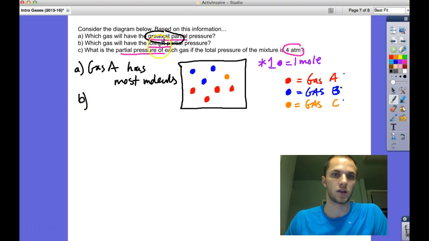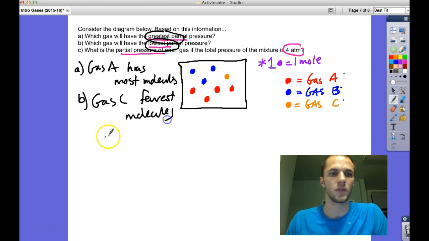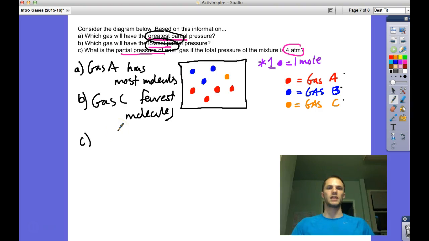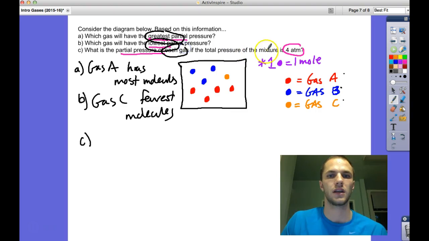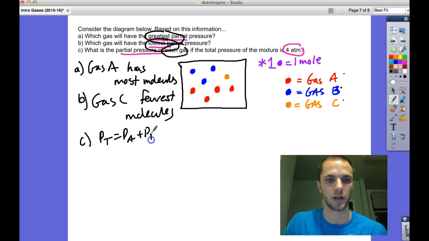What about problem B? You might be able to predict now in a pretty similar vein, which is going to have the lowest pressure? Gas C, because it has the fewest molecules. C is where we actually have to apply something now. This is asking us what is the partial pressure of each gas if the total pressure is 4. So we know that we could figure out the total pressure by adding up each of the partial pressures, but this equation isn't necessarily going to work because I don't know this, this, or this. I have 3 unknowns. So, not going to work.